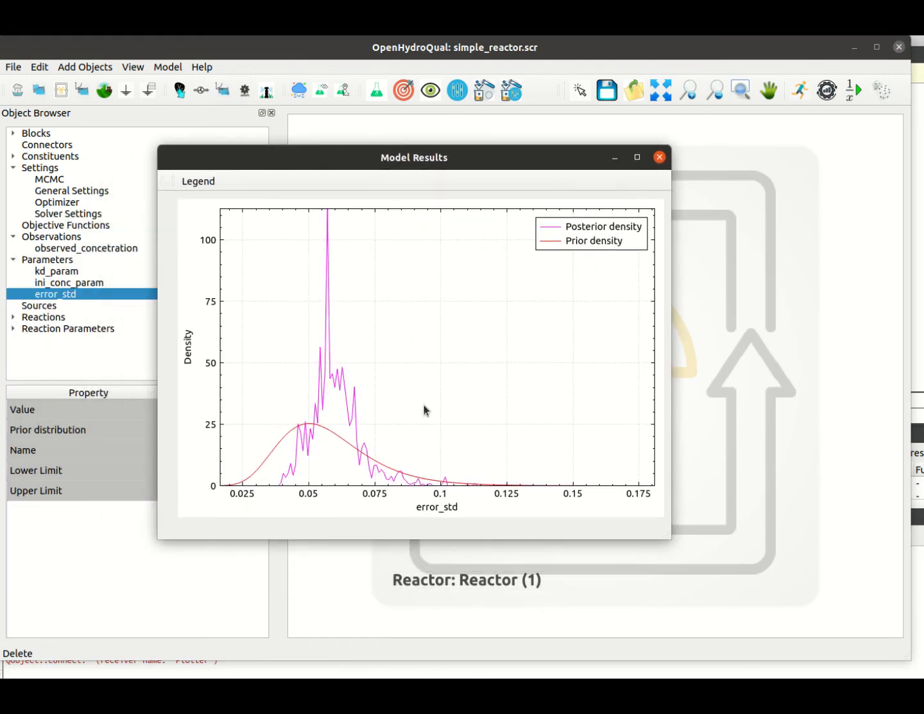So this is our error standard deviation. It's actually the difference between our prior and posterior. In other words, how much the posterior is narrower than the prior. That informs us about how much information was obtained from the data through the MCMC. So in this case, we actually achieved a lot of information about KD and initial concentration, but probably because we narrowed down the range of the standard deviation parameter, we didn't obtain as much information about the error standard deviation.